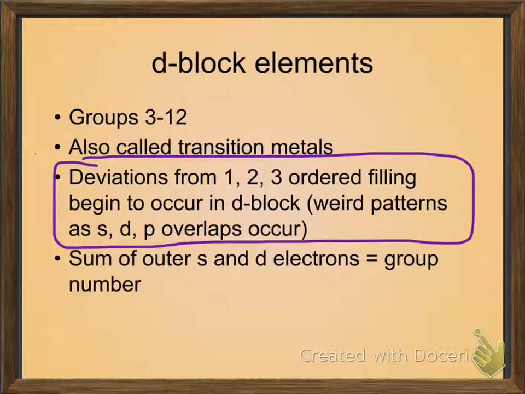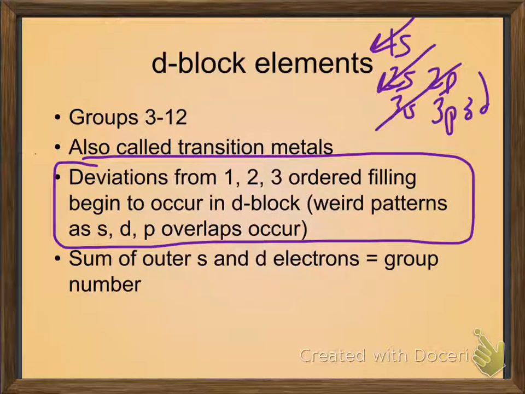we have those nice, neat, orderly patterns that we've all learned courtesy of the subshell filling diagram. But as we get into the D block, we start to have those overlaps that we are able to predict because of the subshell filling diagram, and the electrons start to do some pretty strange things. But the sum of the outer S and D electrons is equal to the group number. You don't need to memorize that. It's going to become apparent to you soon.